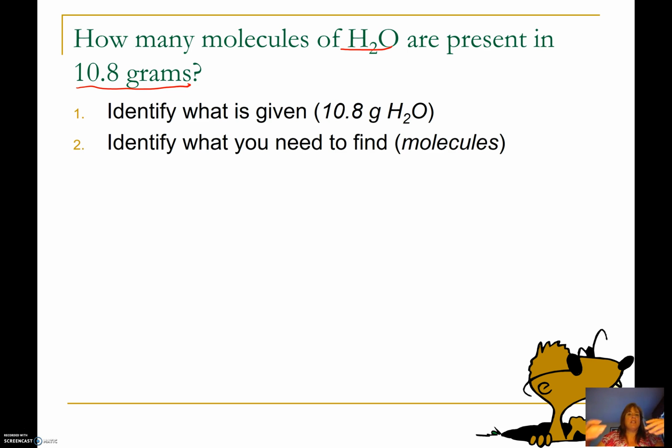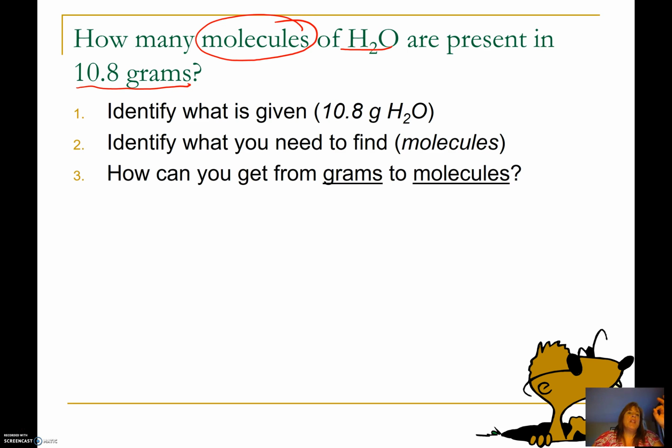Just like the old process, look at what you're given. What are you trying to find? I'm trying to find molecules, but there is no way for me to go right from grams to molecules. I have to go through the mole. So I'm going to do a gram to mole conversion first, just like we did before, and then I'm going to go from moles to molecules. So two-step process. The first step, convert grams to moles.